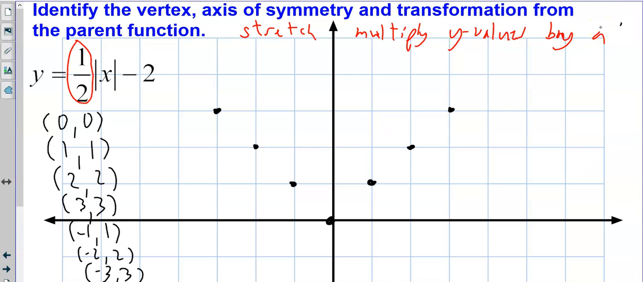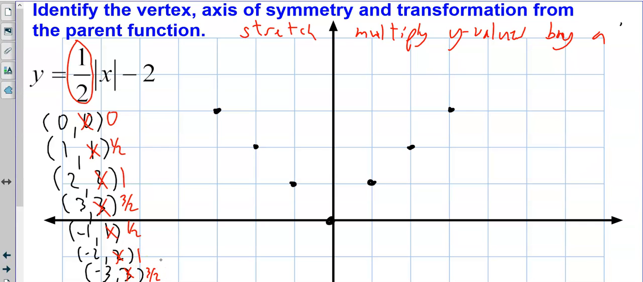So 0 gets multiplied by 1/2. Well, 0 times 1/2 is still 0. 1 times 1/2 is 1/2. 1/2 times 2 is 1. Half of 3 is, I'm going to write it this way, 3 halves. Half of 1 is 1/2. Half of 2 is 1. Half of 3 is 3 halves, or 1.5.